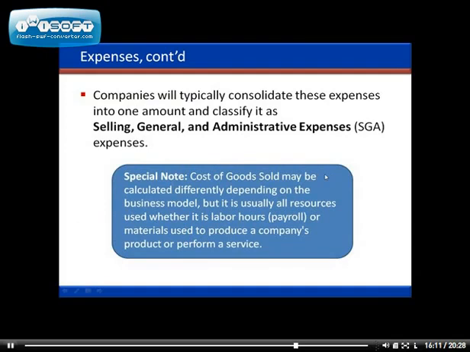And companies will typically consolidate these expenses on the income statement. They will classify it as SG&A expenses, or selling, general, and administrative expenses. And there is a special note. Cost of goods sold may be calculated differently depending on the business model. I mentioned that a little bit before. But it's usually all resources used, whether it's labor hours or materials used to produce a company's product or perform a service. So keep that in mind with cost of goods sold.